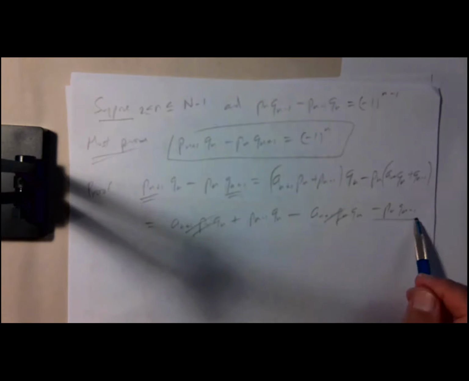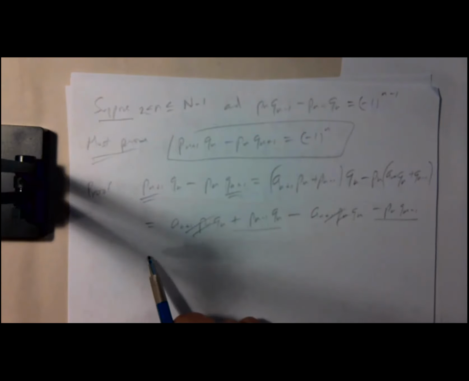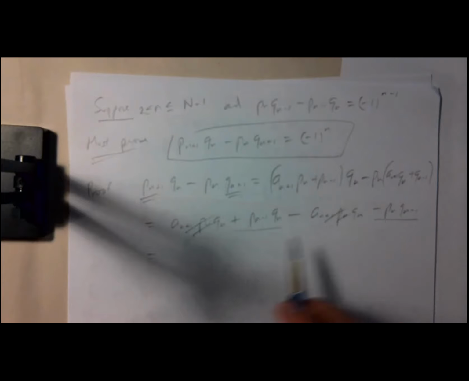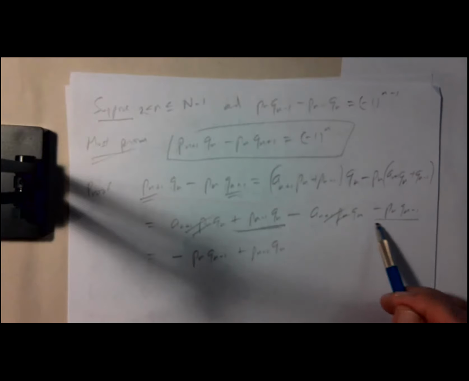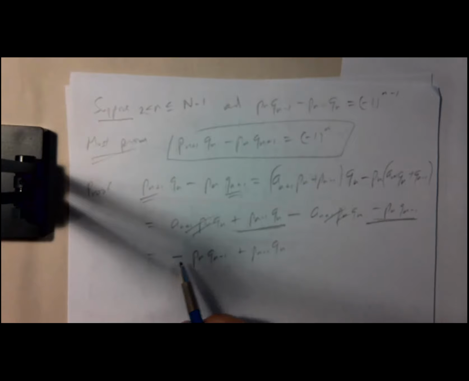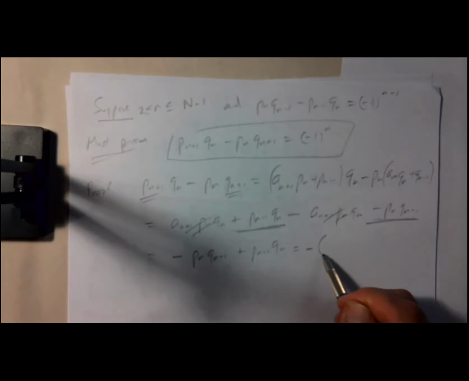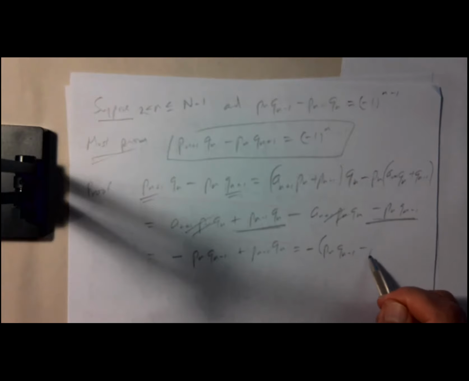And again, we're lucky we get this cancellation. Those two terms cancel. We have minus this plus this. So let me just write it in the opposite order. This is minus P_n Q_{n-1} plus P_{n-1} Q_n. All right, that's this term and that term. And if I take out the minus sign, this is minus (P_n Q_{n-1} minus P_{n-1} Q_n).